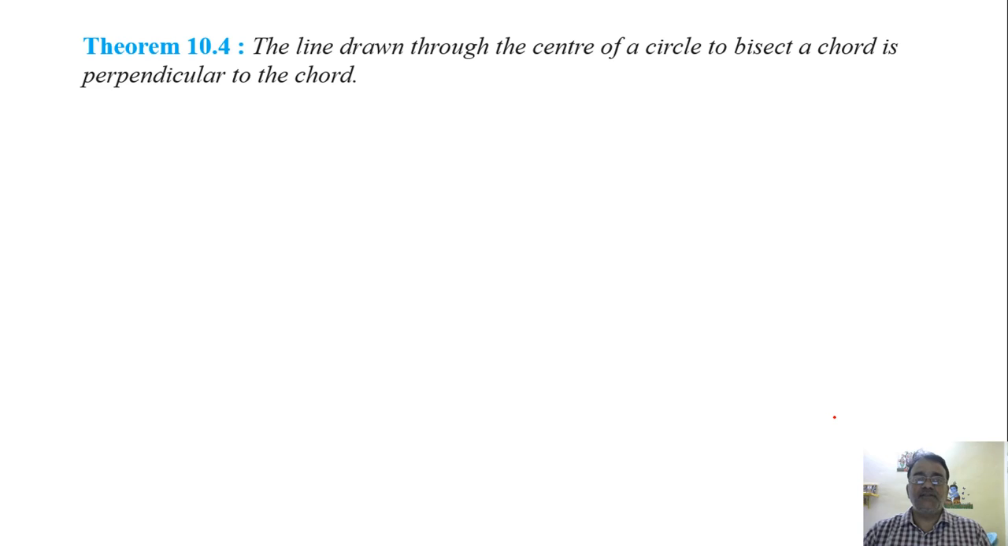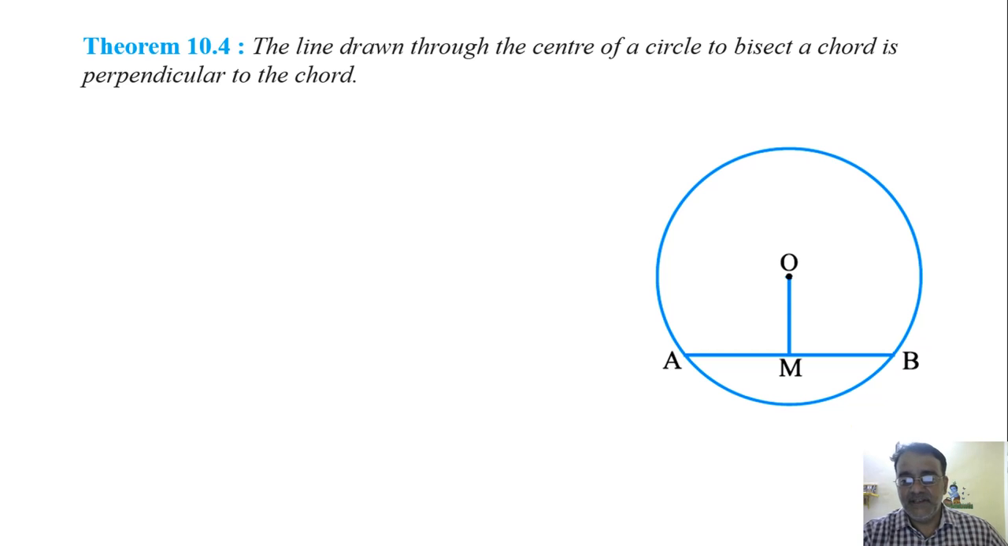So now the converse of theorem 10.4. The line drawn through the center of a circle to bisect a chord is perpendicular to the chord. इस 10.3 का ये converse है. So you see the diagram. Now M is the midpoint of AB and we are joining with the center O. M को O से join कर रहे हैं. So what we have to show is that this angle is 90 degree. So how we have to show?